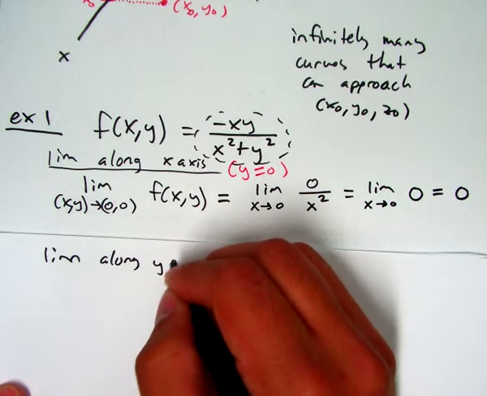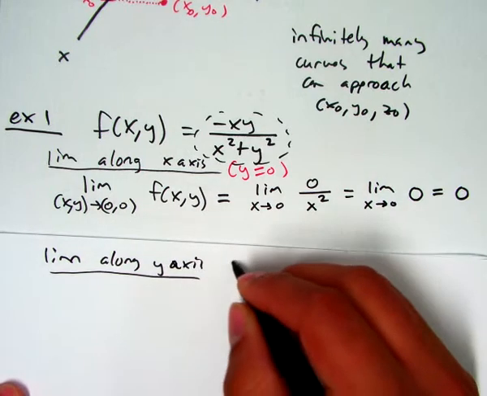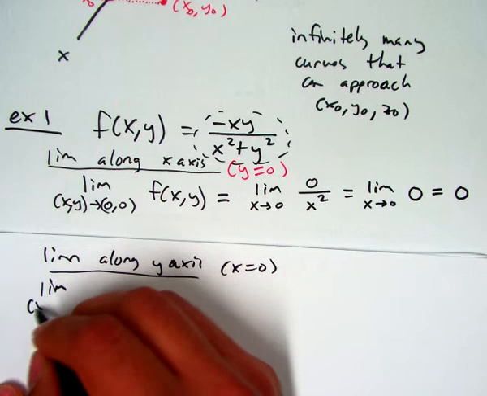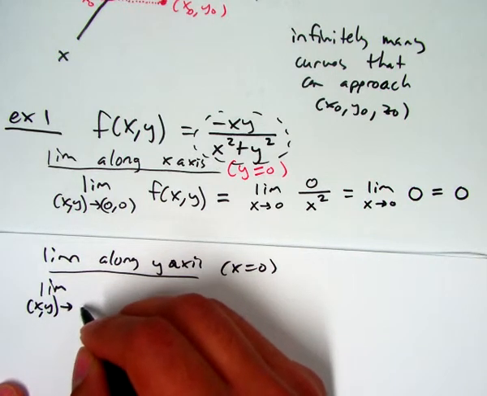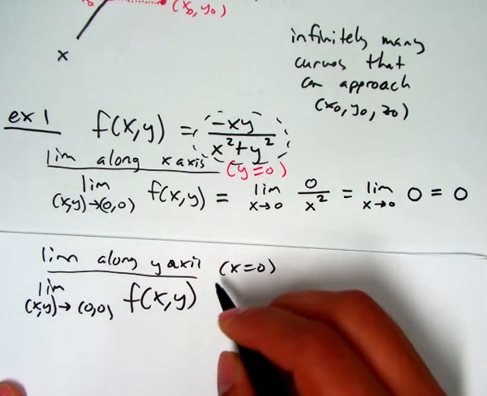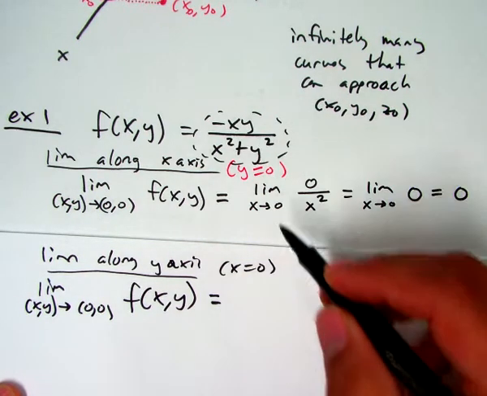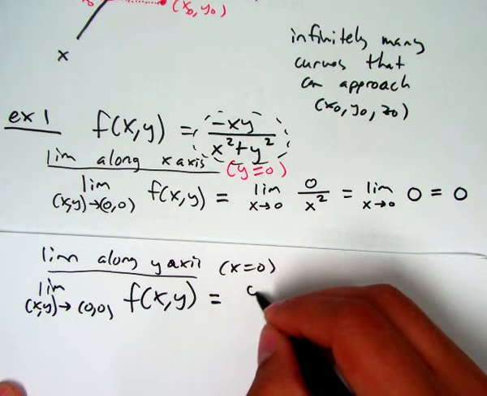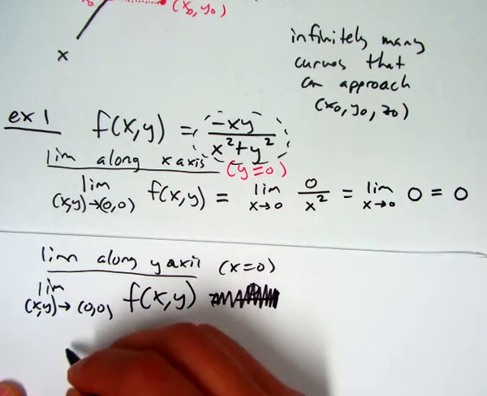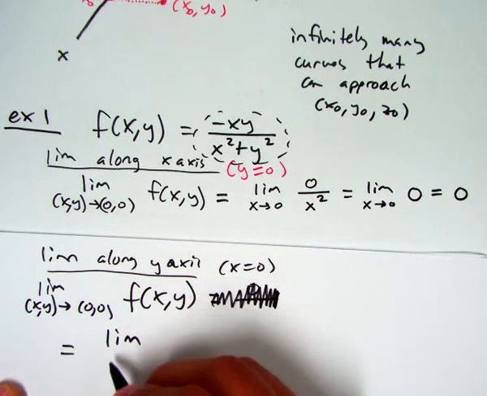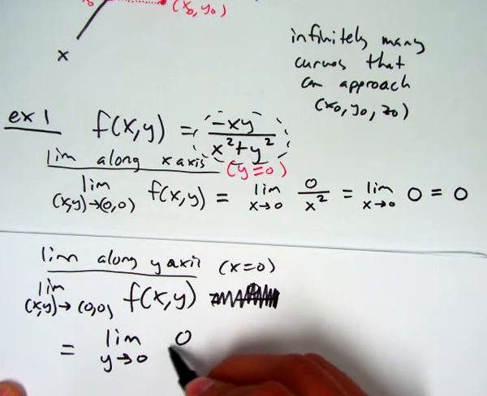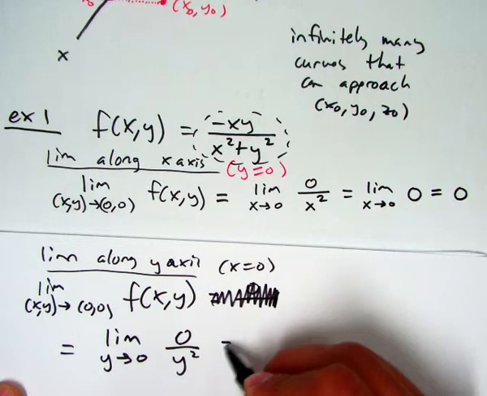What's the equation of the y-axis? X equals 0, so let's evaluate it just to see what happens. So we're looking at the limit as x and y approach 0, 0 of f of x, y. And if we're going along the y-axis, then x is equal to 0, so I get 0 on top again over, oh, sorry, messed up my notation. This is now the limit as y approaches 0 of 0 over y squared, which again is pretty much what we had before.